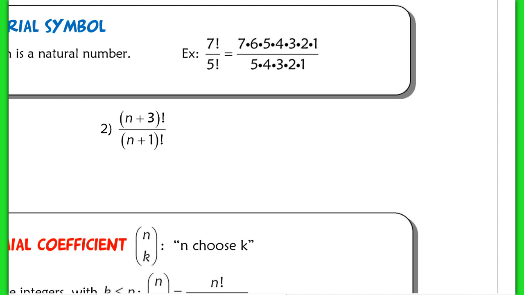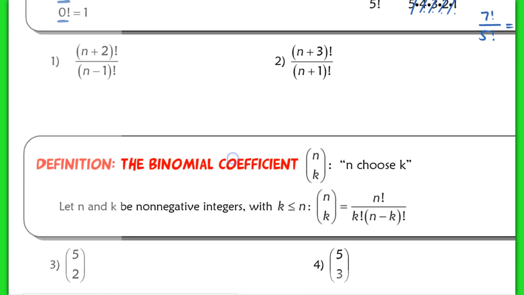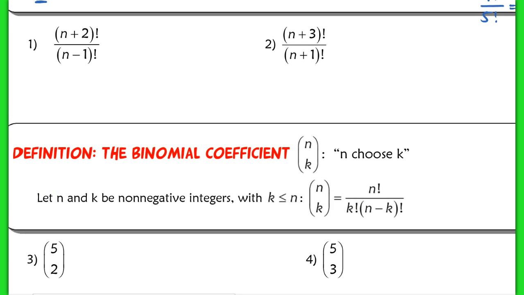7 factorial over 5 factorial is just equal to 7 times every descending integer, so we get to 1. And then divided by 5 times the descending integers, and again until we get to 1. Now here we see that these can cancel, leaving me with just 7 times 6, which is really 42. So 7 factorial over 5 factorial can also be written as 7 times 6 times 5 factorial over 5 factorial, and these would cancel. So that's going to come in handy here when we look at n plus 2 factorial over n minus 1 factorial for some natural number n.